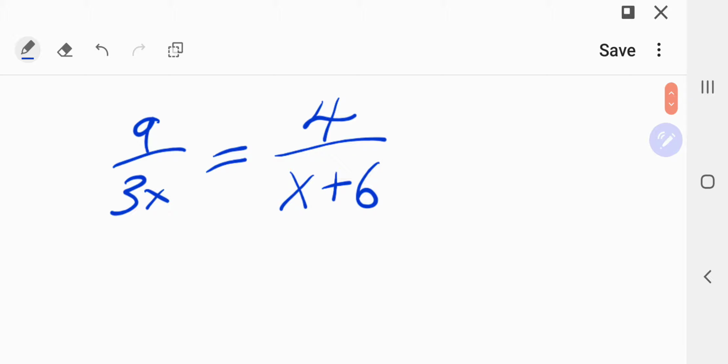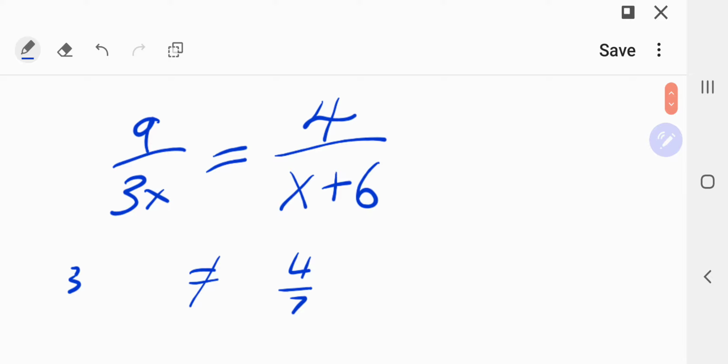Let's guess that x is 1. That would be 9 divided by 3, which is 3. This would be 4 divided by 7. Those don't equal each other. The answer is not 1.